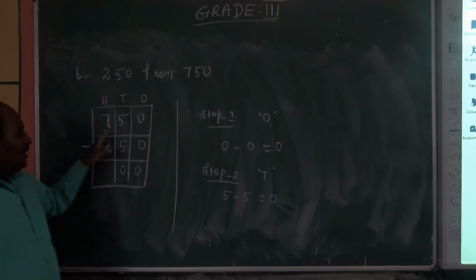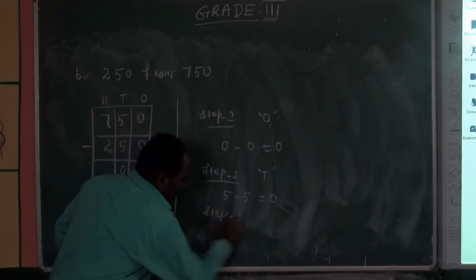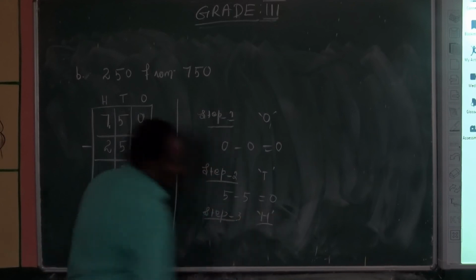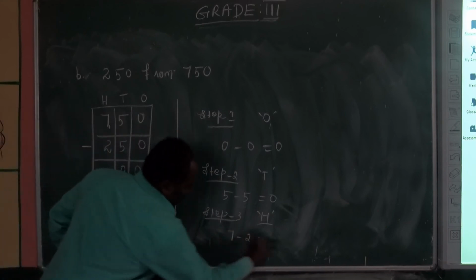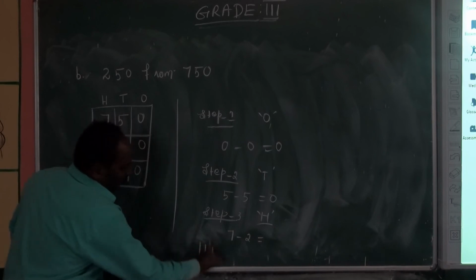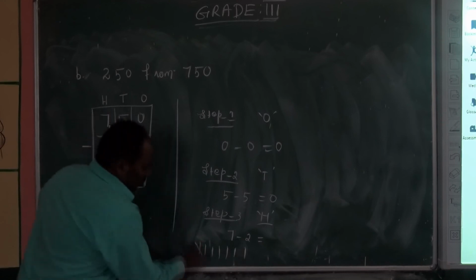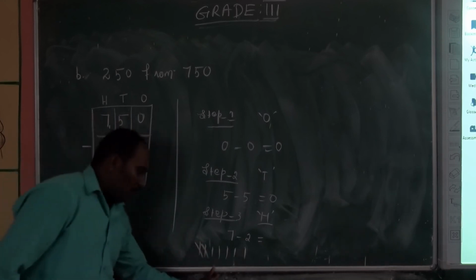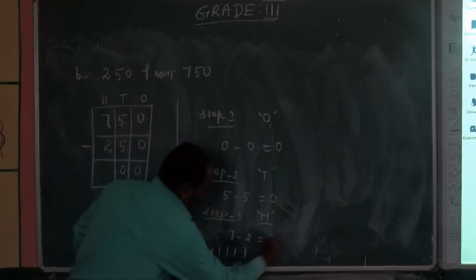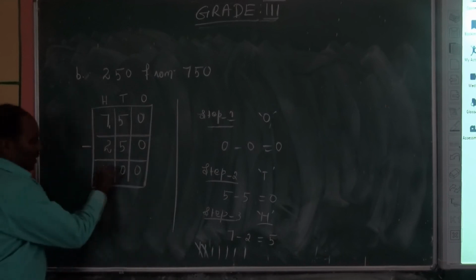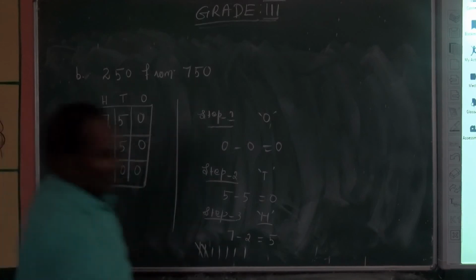The next one, step 3. 7 minus 2. That means hundreds place, 700 minus 200. 7 minus 2: we cancel 2 lines, remaining 1, 2, 3, 4, 5. Balance 5. 7 minus 2 is equal to 5. 5 hundreds, we write 500 in the hundreds place.